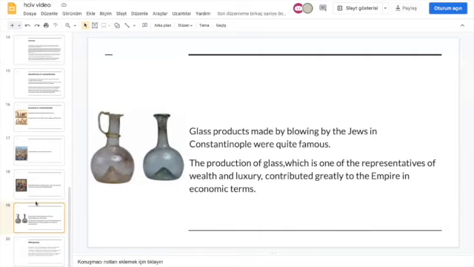I prepared the information in this presentation by making use of the master thesis Bizans İmparatorluğu'nda Ticaret by Mehmet Ertan Bamyacı and Bizans döneminde Anadolu by Murat Baskıcı works.